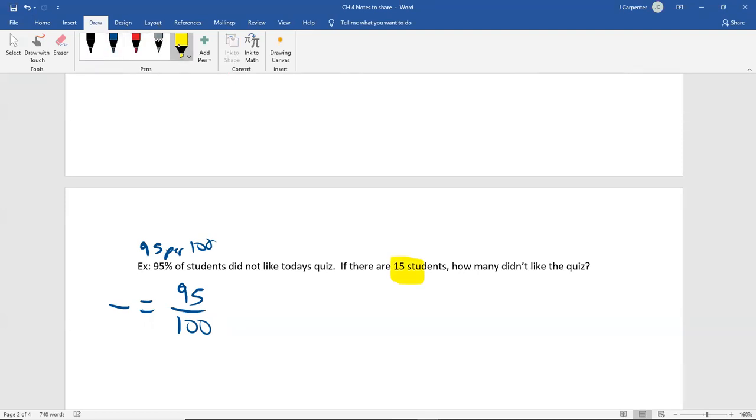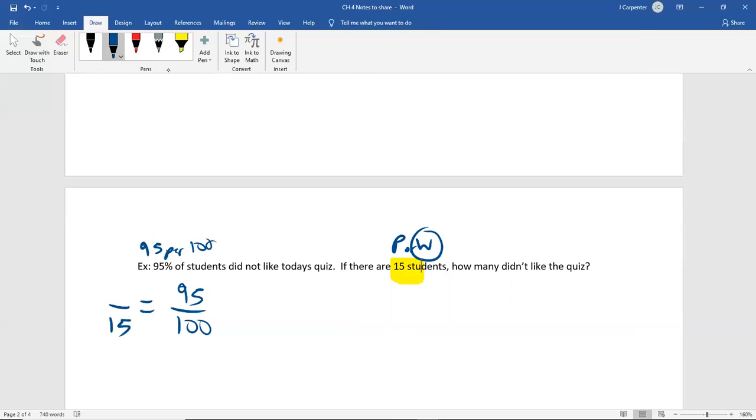So what we've got to figure out now is, is this the P or the W? Is it the part or the whole? So we have 15 students and we're saying how many didn't like the quiz? Could 16 or 17 or 20 students not like the quiz? Well, no, that's not possible because I'm telling you there's 15 students. It's possible 15 students don't like the quiz, but it couldn't be 16 because there's only 15 total, so it has to be the whole. So the 15 has to go in the bottom.